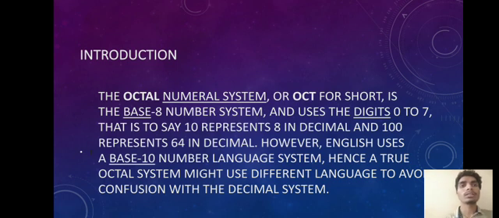Introduction. The octal numeral system, or oct for short, is the base 8 number system and uses the digits 0 to 7. That is to say, 10 represents 8 in decimal and 100 represents 64 in decimal. However, English uses a base 10 number language system. Hence, a true octal system might use different language to avoid confusion with the decimal system.